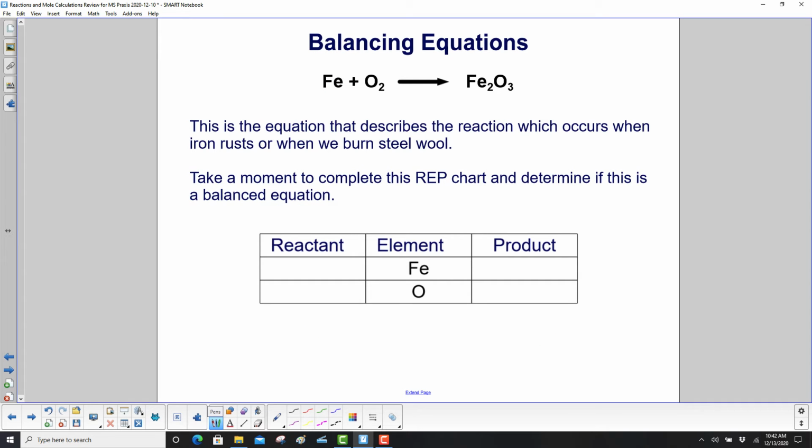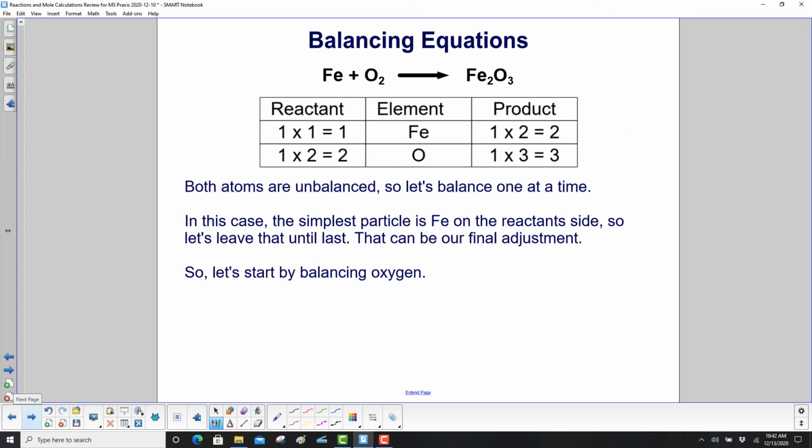This is the equation that describes a reaction which occurs when iron rusts, this is the symbol for iron, or when we burn steel wool. Take a moment to complete this chart and determine if this is a balanced equation. Both atoms are unbalanced, so let's balance one at a time. In this case, the simplest particle is iron on the reactant side. So let's leave that until last. That can be our final adjustment.